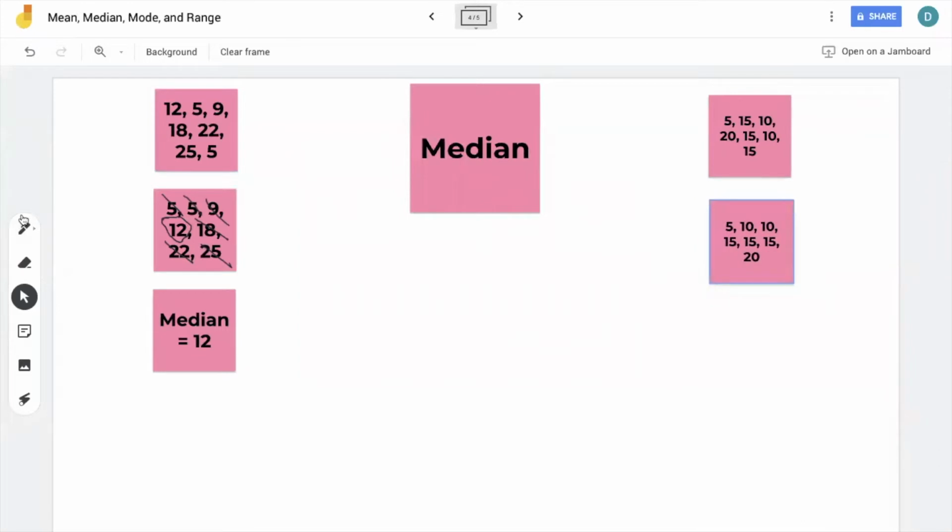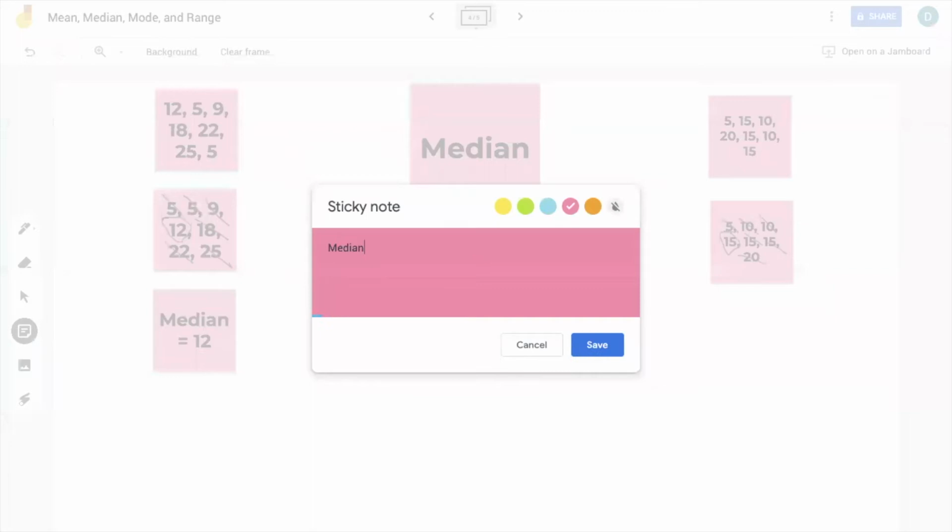And so we will do the same process. We'll cross out the least, we'll cross out the greatest, and repeat until we are left with just the one value in the middle. And in this case, it is 15. So the median equals 15.